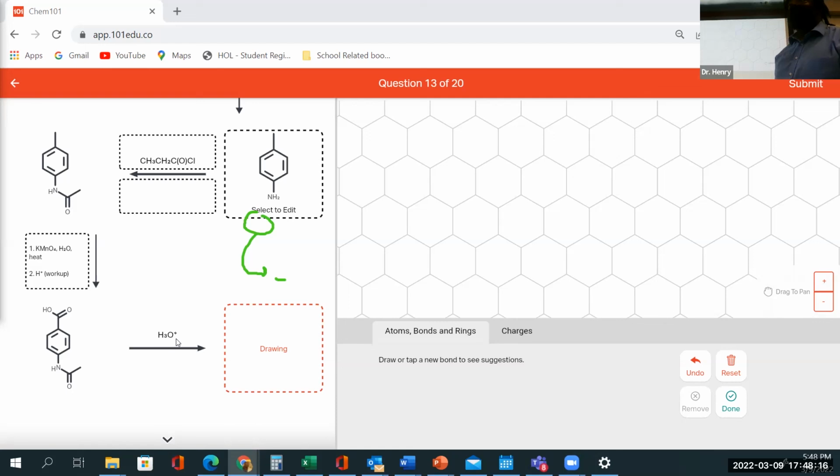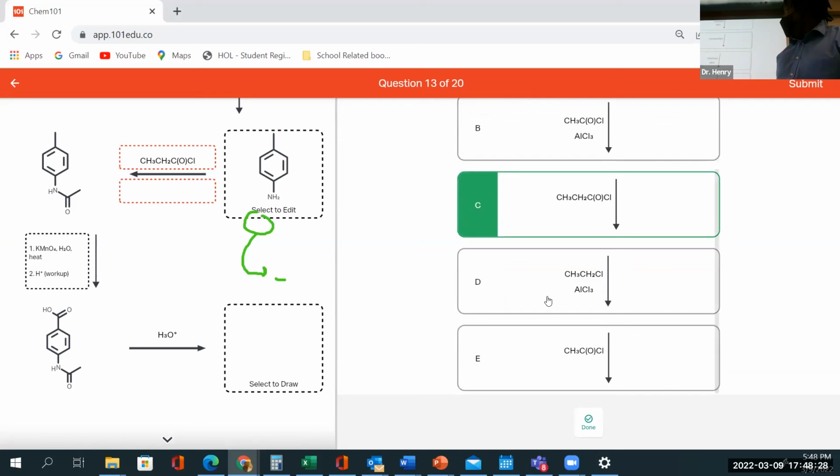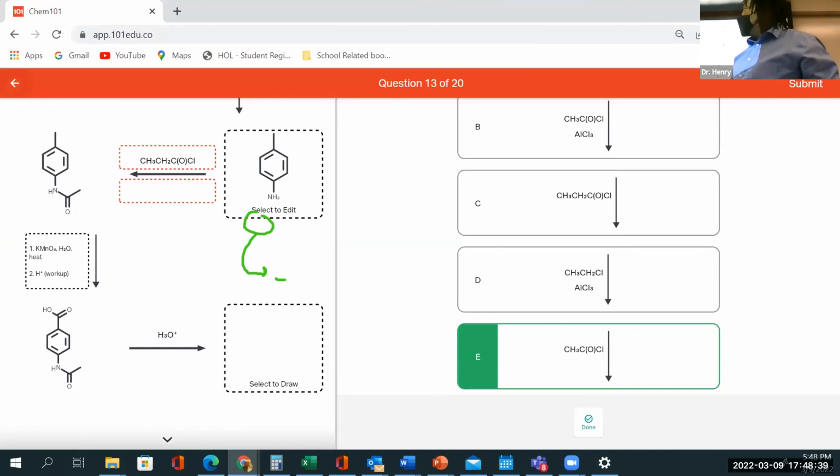Which part? The one with the SS1. This one here. Yeah, there's another option with only two carbons. Sorry, 1, 2. Okay. Yes, you're correct. Yeah, you're correct.